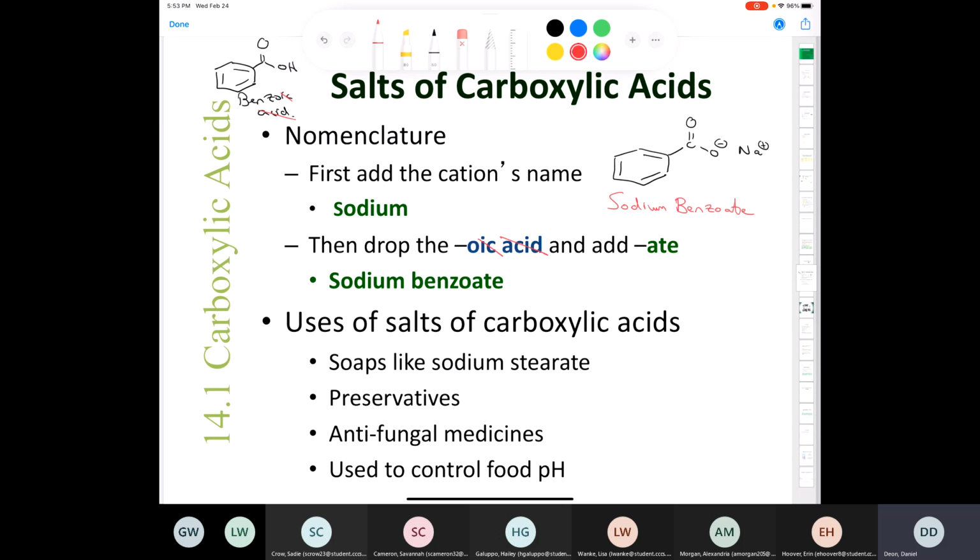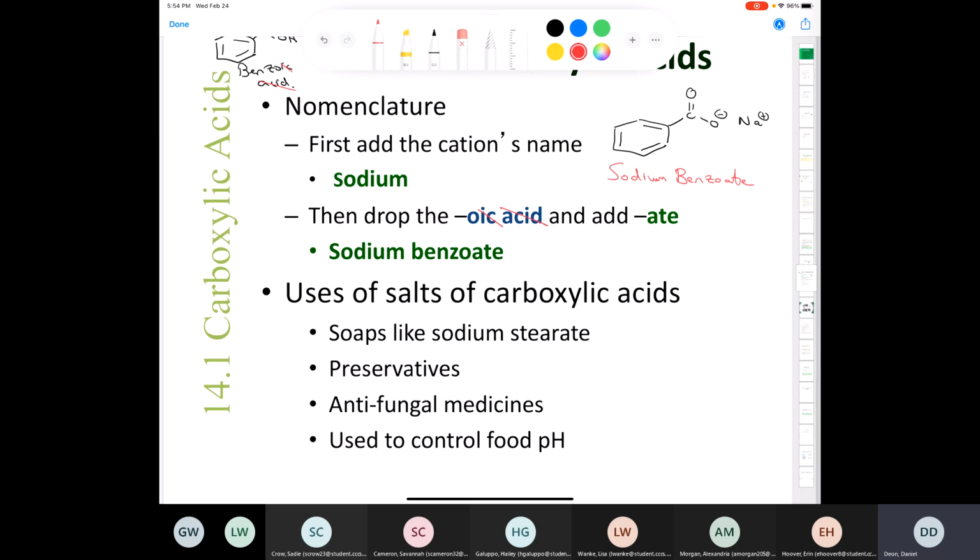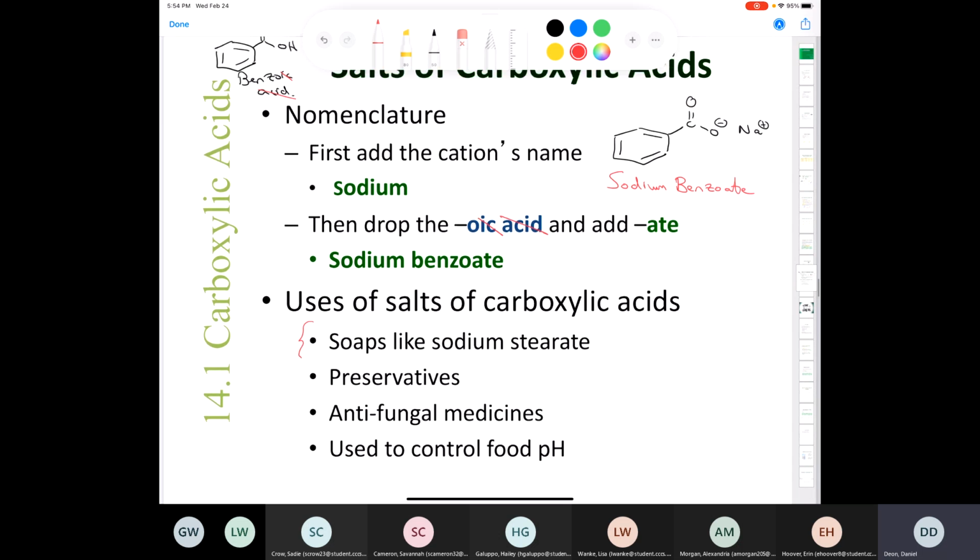All right, there you go, sodium benzoate. Where would you find salts with carboxylic acid? Well, you probably remember that I told you earlier that hand soaps, like bar soaps, like Ivory or Irish Spring or whatever, Dove, I don't know, those are all carboxylic acid salts, okay? Those soaps just come from animal fat that's been converted into a carboxylate salt. They're also used in preservatives and antifungal medicines. They have lots of different uses, carboxylic acid salts.